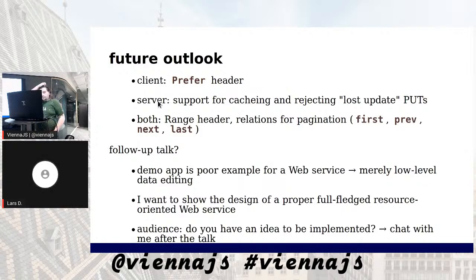Then server support for caching and rejecting lost updates. Caching is one prerequisite for the lost update problem. So what does it mean? This is a concurrency problem. For example, you have client A and client B independently, and they fetch a resource with GET, so they both get it at the same time. Then client A, sometime later, PUTs its changes. Then client B PUTs its changes and overwrites the one made by A. So this is the lost update.